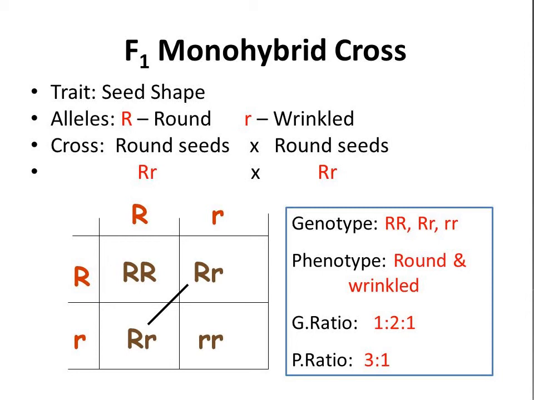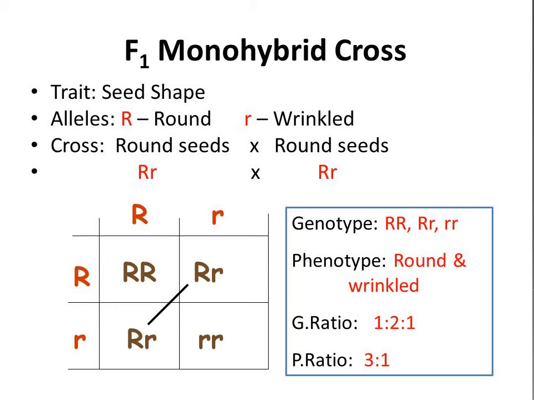So the genotype of the offspring are homozygous dominant round, heterozygous dominant round, and homozygous recessive wrinkled. So the phenotype would be round and wrinkled. The genotypic ratio is 1:2:1.